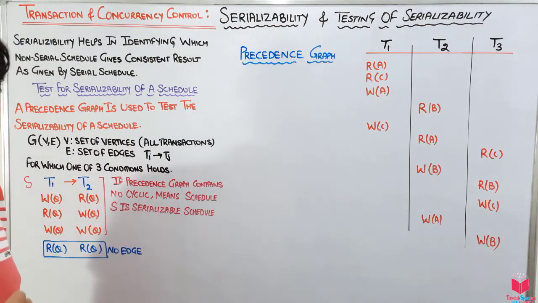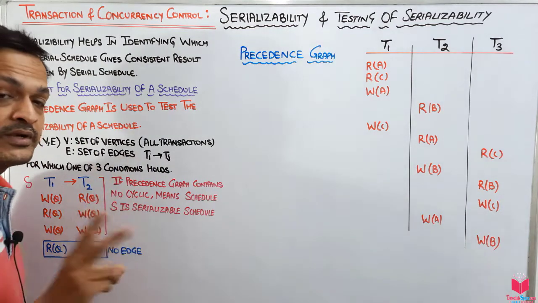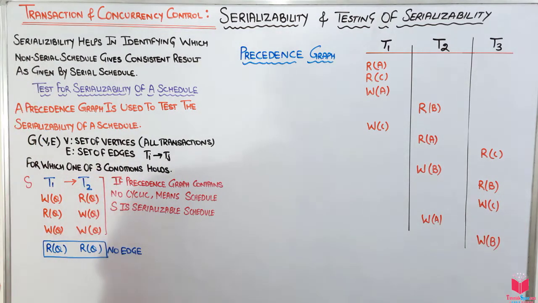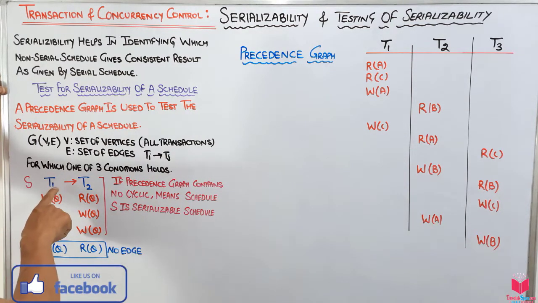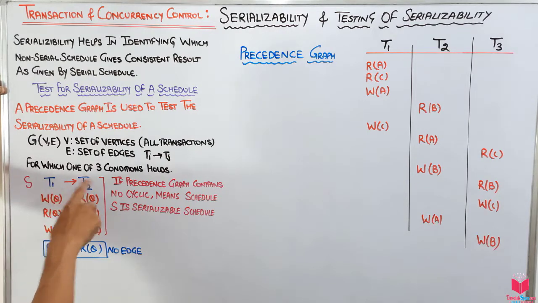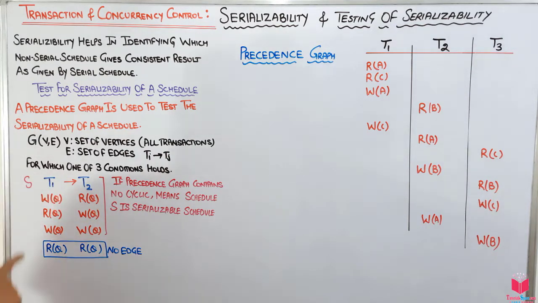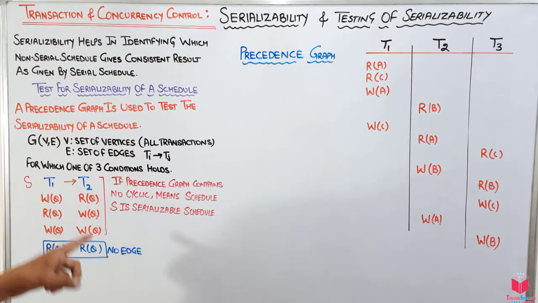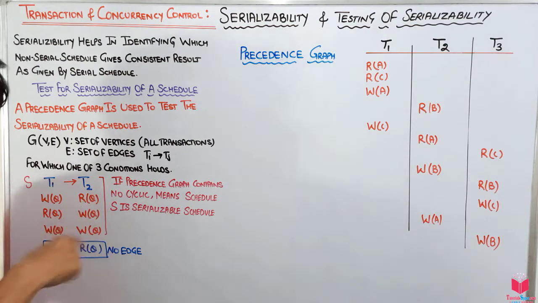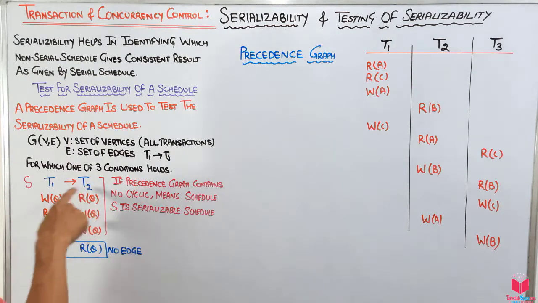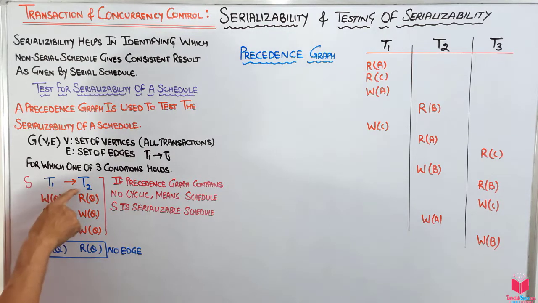But on what condition will I put this edge between two transactions? There are three conditions. If one of them is satisfied, we will put an edge between them. Let's suppose we have a transaction T1 and a transaction T2. If T1 is doing a write operation on the Q variable and subsequently T2 is performing a write operation on the Q variable, then we will put an edge from T1 to T2.